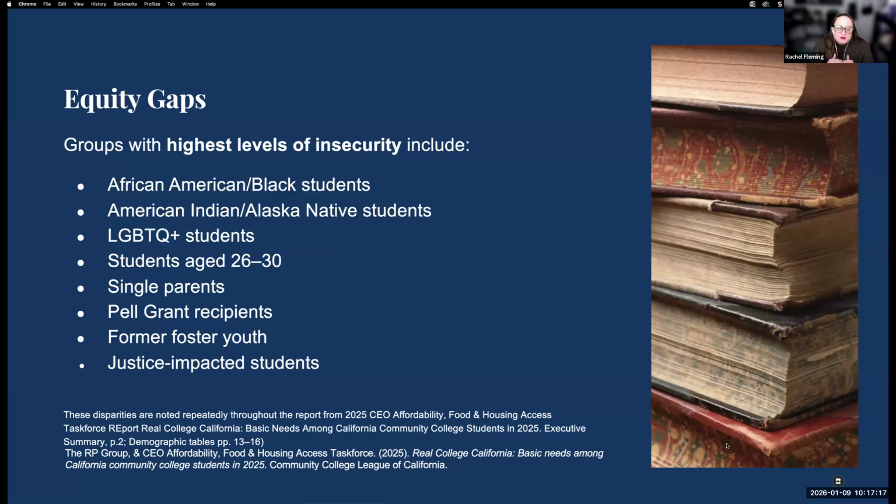And here's where you really get into some of the details with the research. The highest level of insecurity exists within African American and Black students, American Indian students, LGBTQ+ students, students aged 26 to 30, single parents, Pell Grant recipients, former foster youth, and justice-impacted or rising scholars. And the reality is there is OER research now tied to the success metrics for all of these different demographics. It's been pretty interesting to go through this and start pulling out the demographic data to be able to separate it by these different demographics. And the reality is you have a lot of intersectional identities that are really, really supported by OER implementation.